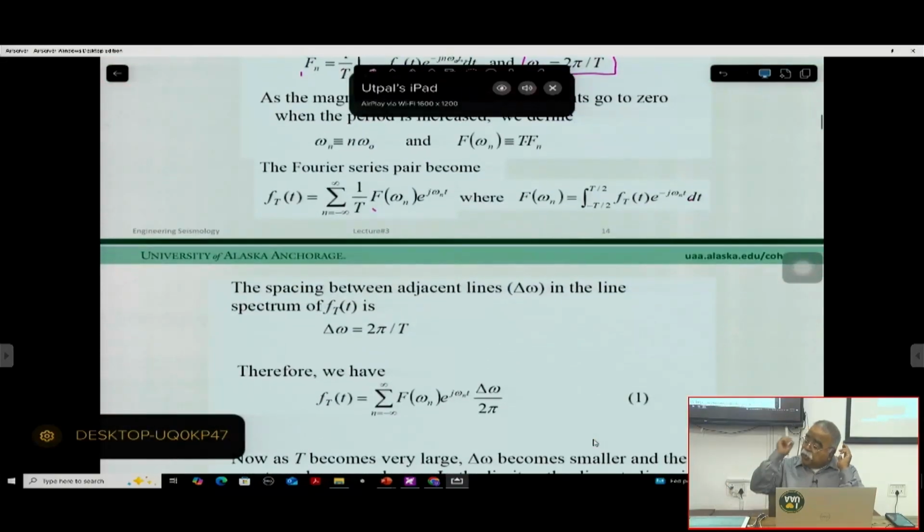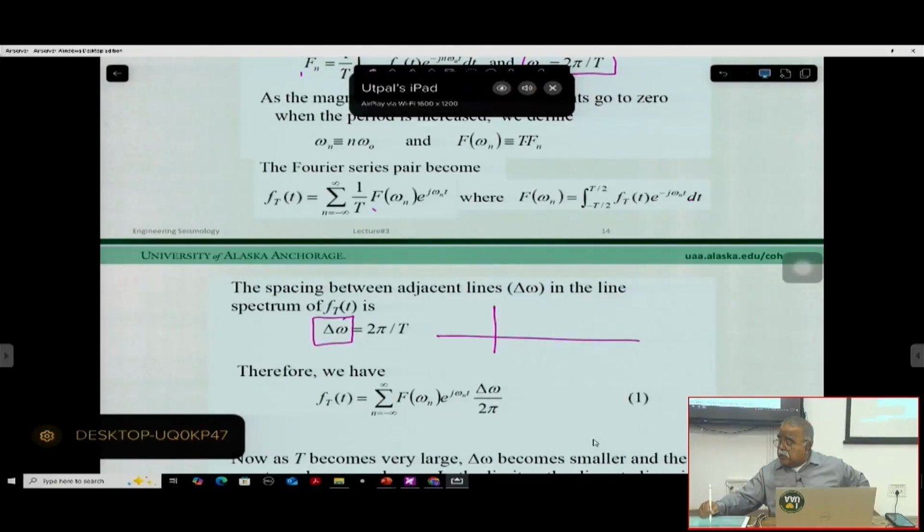And then what you need to calculate is the delta omega. What does this mean? The delta t is the time sampling. So if I have a time series, actually we are giving the amplitude data at different times, right? And that time step is that delta t, right? So what is your delta omega?